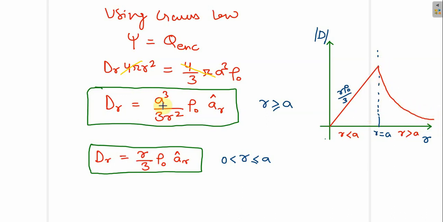Okay, so this portion is representing r greater than a. Why is the nature of the graph this? Because in this region r greater than a, dr is inversely proportional to what? The square of r. So this particular curve represents a cube rho 0 upon 3r square. Fine. So this is all about the application of Gauss law.